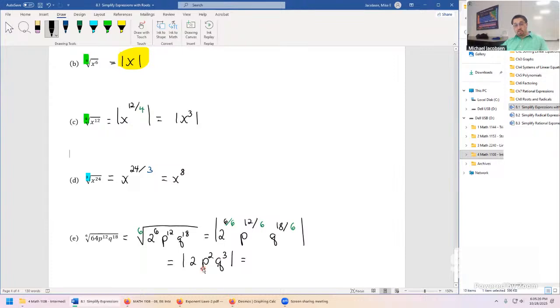We can simplify even a little bit further. Since 2 is always positive, p squared is always positive, q to the power of 3 is the only thing that could potentially be negative. This could be rewritten as 2p squared times the absolute value of q to the power of 3.